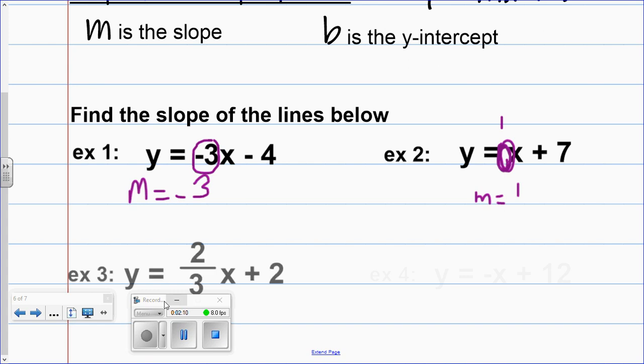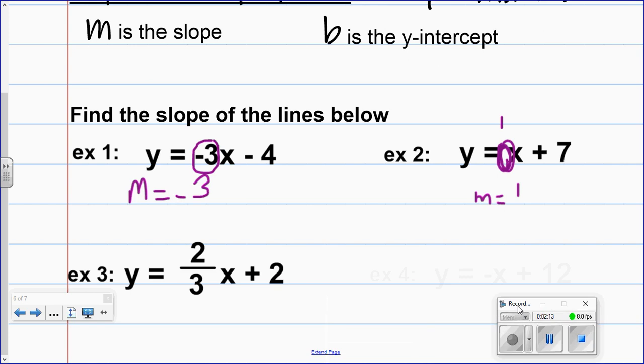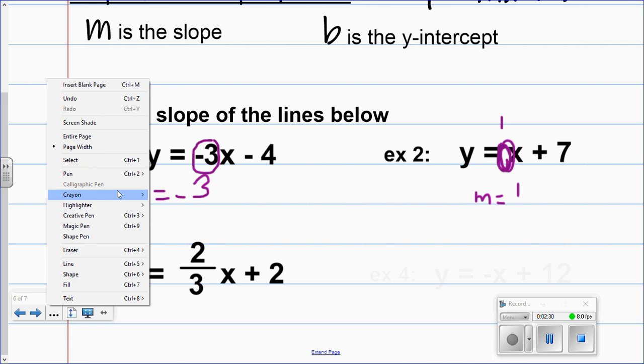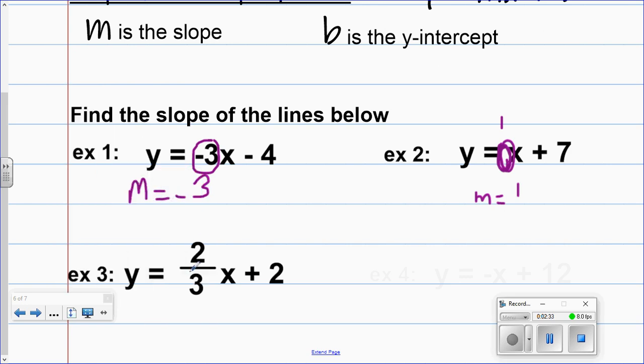Example 3. We have y equals 2/3 x plus 2. And we want to know, well, what's the slope? And remember, the slope is what is sitting in front of the x value. So in this case, it is a fraction, 2/3. So that means you'd have a rise of 2 and a run of 3. So here's your slope. Your slope in this case would be 2/3.